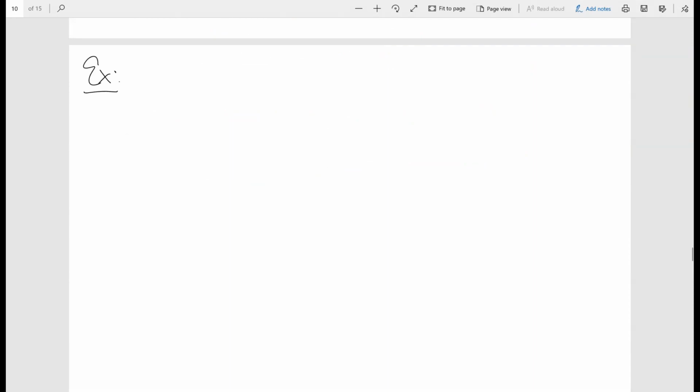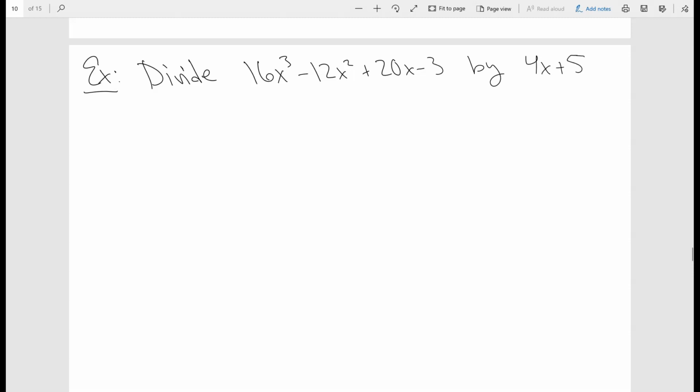So let's say you want to divide 16x cubed minus 12x squared plus 20x minus 3. And we want to divide this by 4x plus 5. So let's say you want to do that. Okay, you can pause the video if you want to try it out. I'm going to go ahead and jump right in. So I'm going to start off with 16x cubed minus 12x squared plus 20x minus 3, and I'm going to divide that by 4x plus 5.